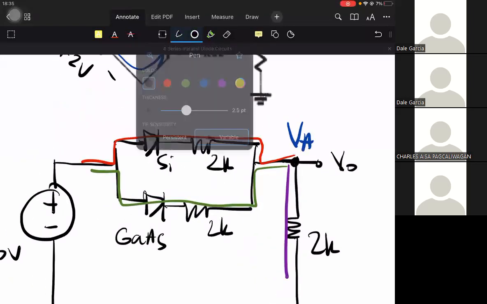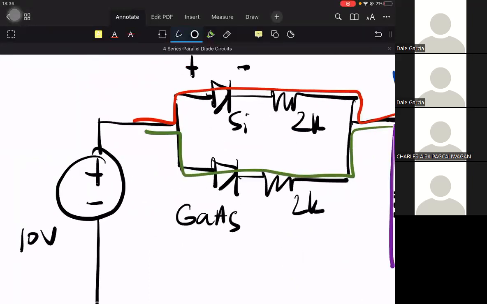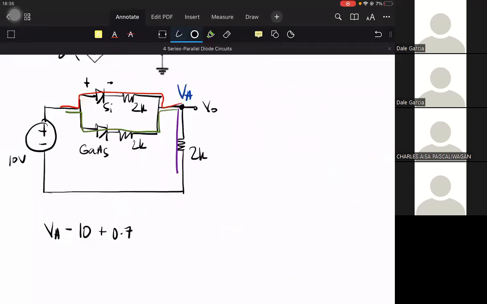Anong plus 0.7 man? Kung siyang polarity sa itong silicon. Plus minus. Asa man mo gawa sa itong current. Sulod sa negative, mo gawa sa positive. Sa source, mo gawa sa positive, sulod sa positive, mo gawa sa negative. That's why VA minus 10 plus 0.7 divided by 2K.